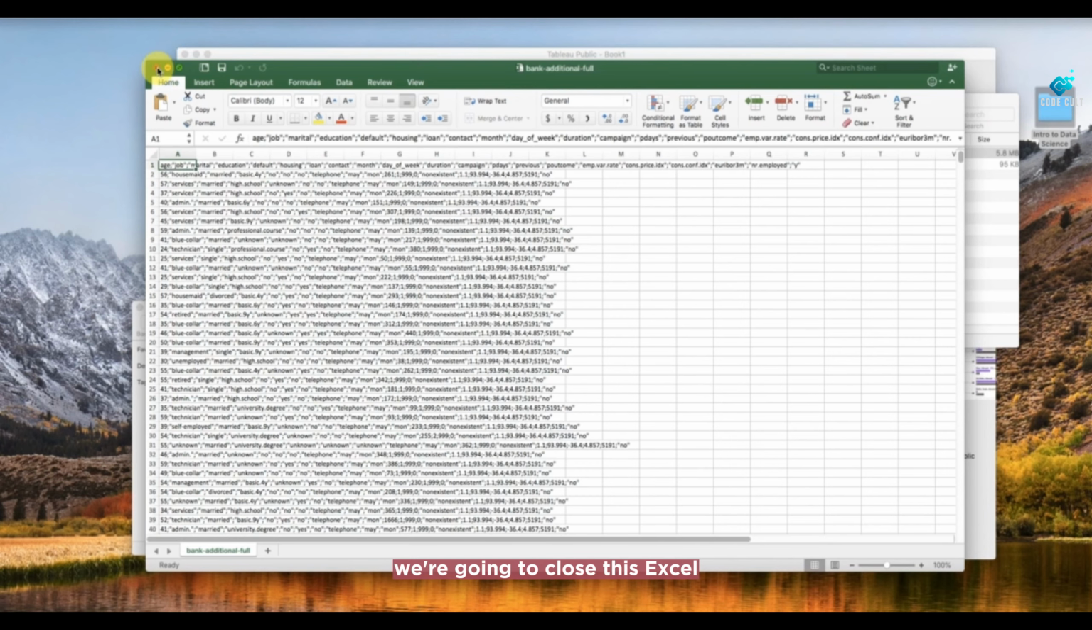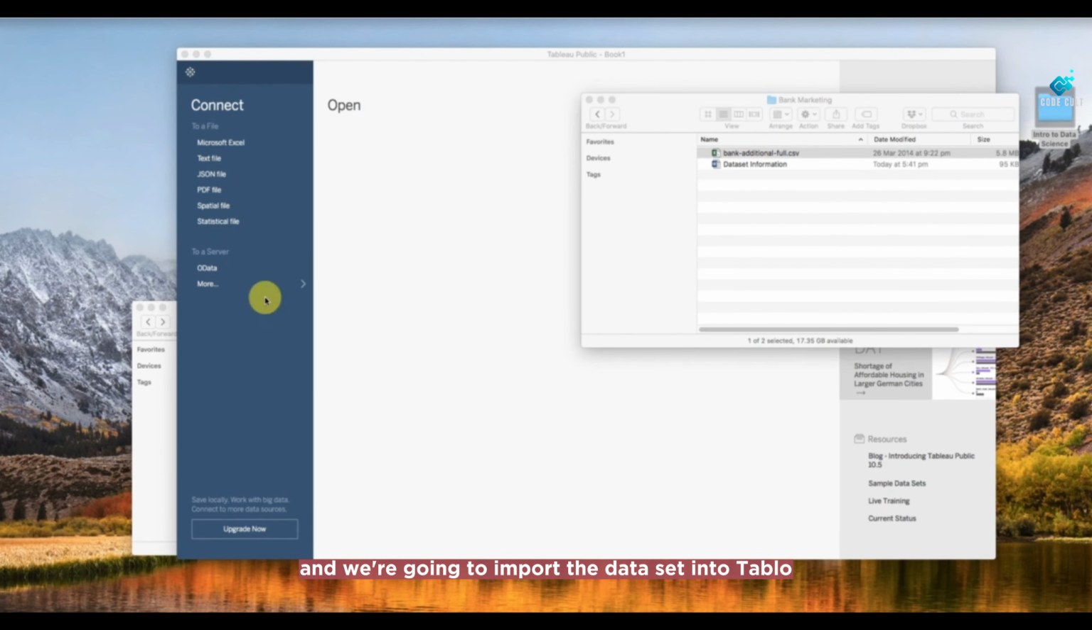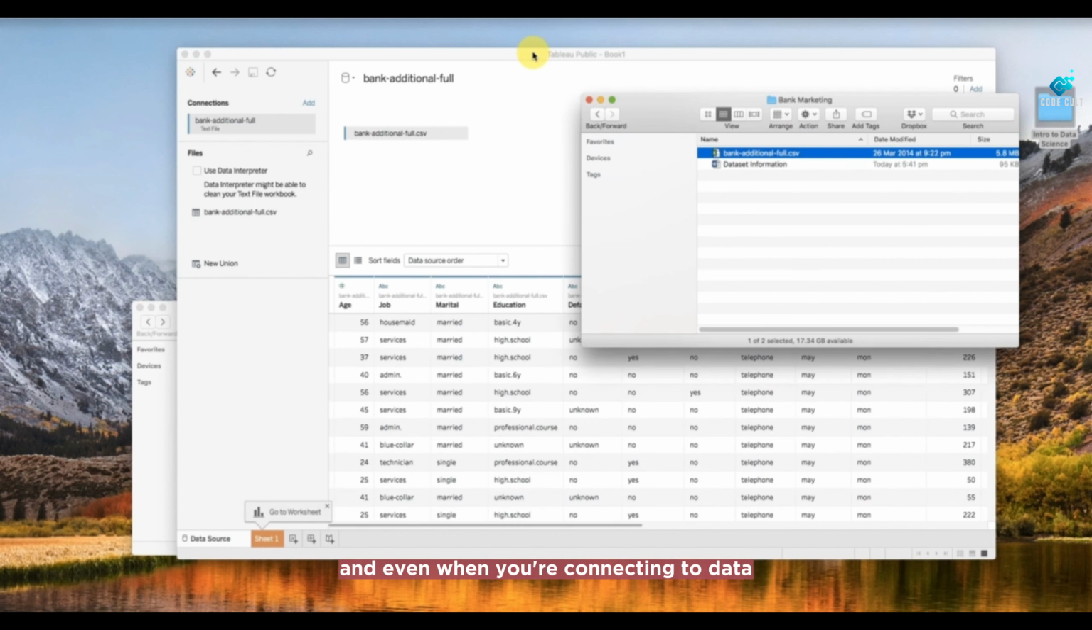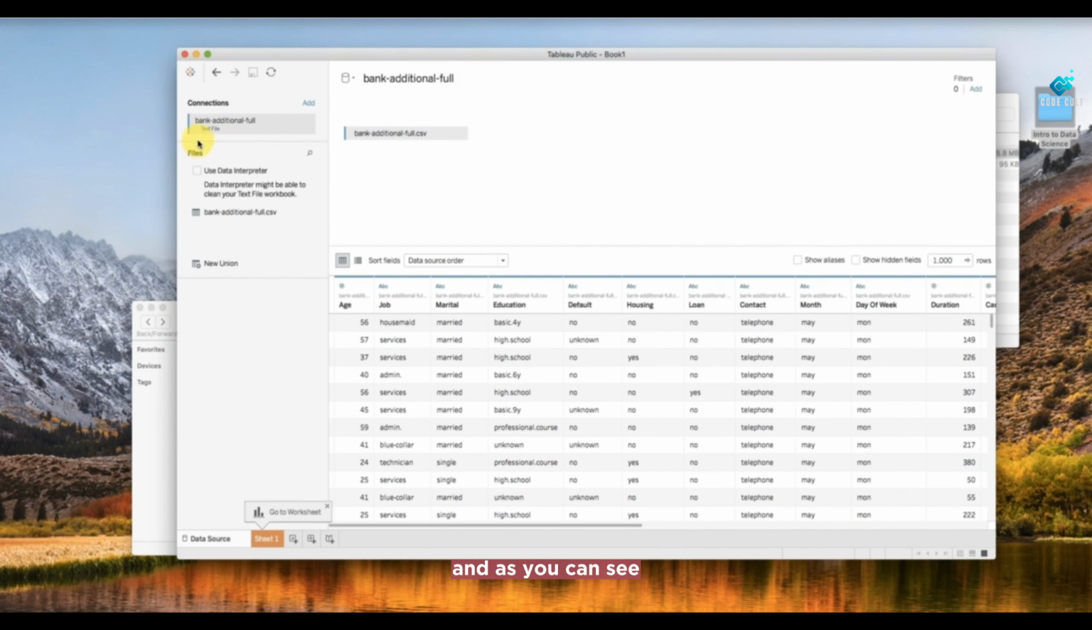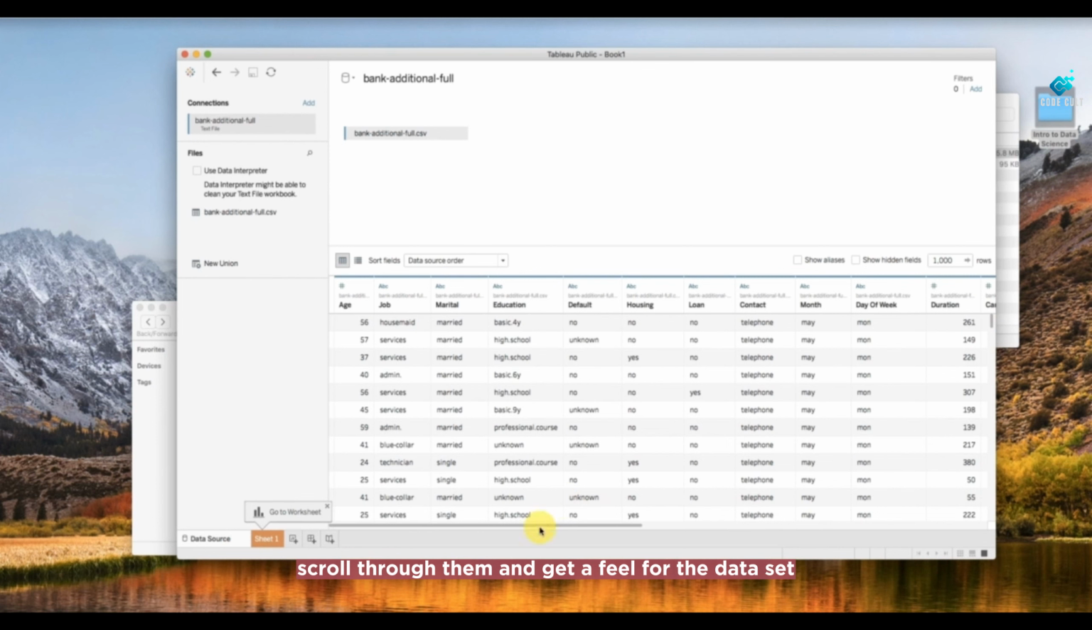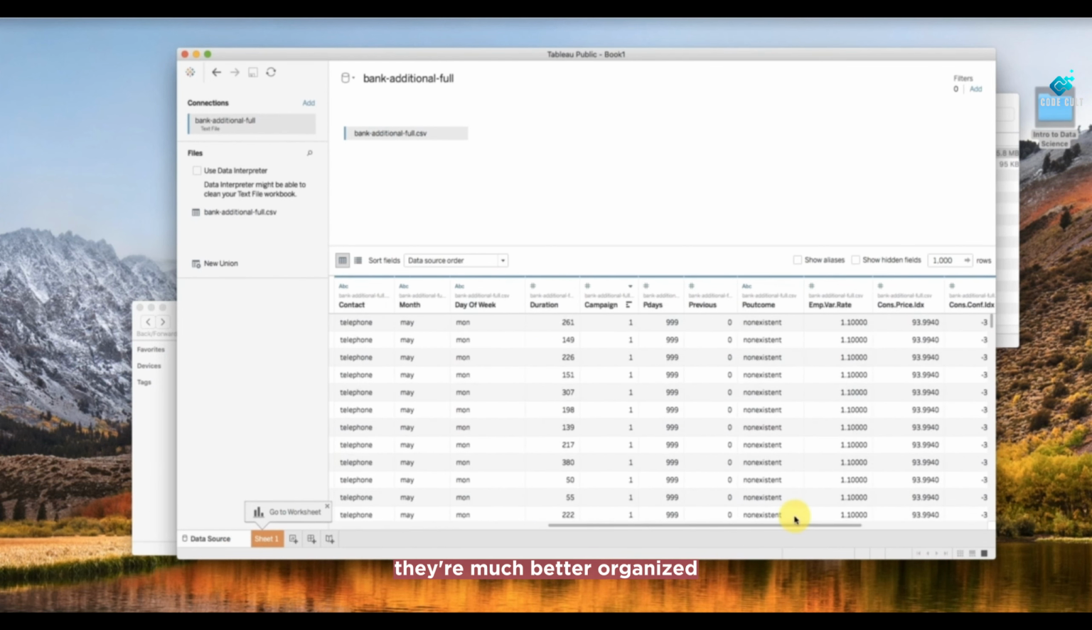What we're going to do is close this Excel and import the dataset into Tableau. You can use the menu here. You would need to select a text file because a comma separated values file is considered a text file. But we're just going to take a shortcut and drag the dataset into Tableau like that. As simple as that. Tableau is a very drag and drop tool, as you'll see further down. And even when you're connecting to data, you can do that. As you can see, it's identified the dataset as a text file. All right, so that's our dataset imported. Here it will show the top 1,000 rows, so you can scroll through them and get a feel for the dataset. And now right away they're much better organized.